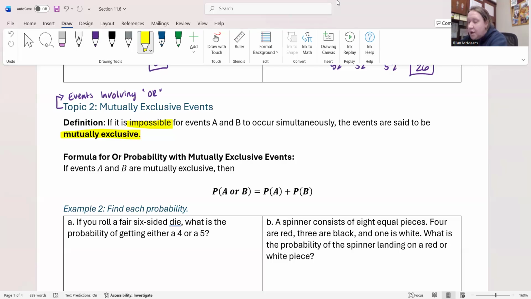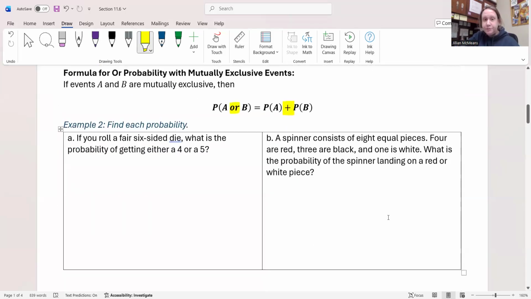So, we do have a formula here. The formula for or probability with mutually exclusive events, meaning those two events could never happen at the same time: if we have events A and B that are mutually exclusive, then the probability of A or B is the probability of A plus the probability of B. Typically, you'll see the word or. What is the probability of this or that? So you can look for the actual word or here.